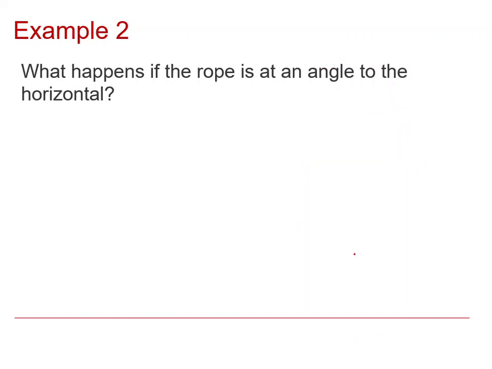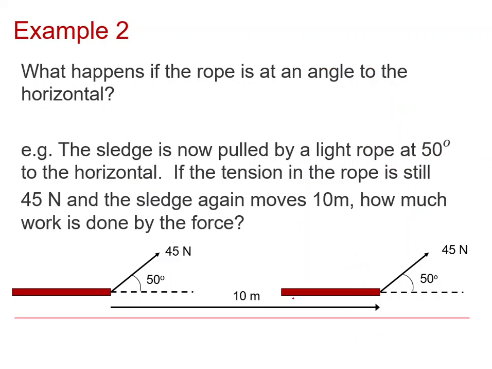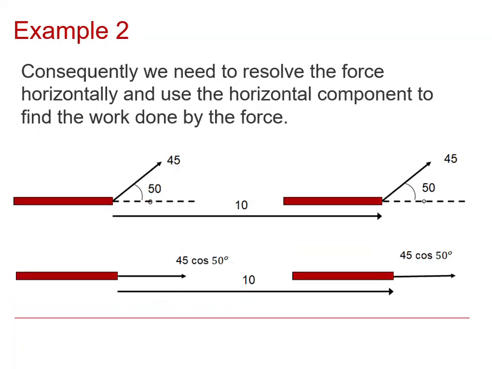Now let's look at a situation where you've got a similar setup without friction, but you've got the rope inclined at an angle. So let's take the sledge pulled by a rope at 50 degrees, and the tension is still 45 newtons and the movement still 10 meters. How much work's done then? Well, this time we have to look in terms of components. By the usual rules, the 45 newtons will have a component of 45 cos 50 in the direction of movement. So that's the figure that we must use in doing the calculation. So if we want the work done, it will be 45 cos 50 times 10.